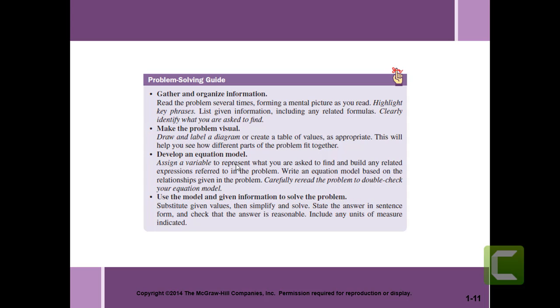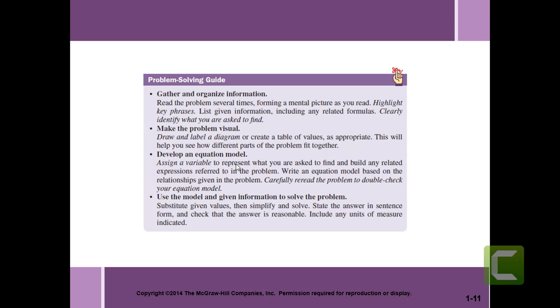Then, after that, develop an equation model. Basically, develop an equation to represent what's going on. So assign a variable to represent what you're asked to find. That's your unknown. And then build any related expressions referred to in the problem. Write the equation model based on the relationships given in the problem, and then carefully reread the problem to double check that your equation model is correct.